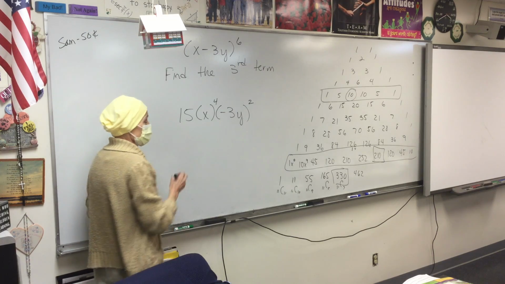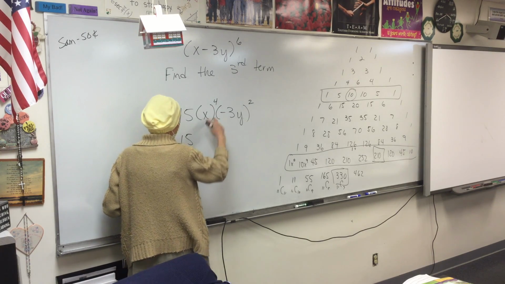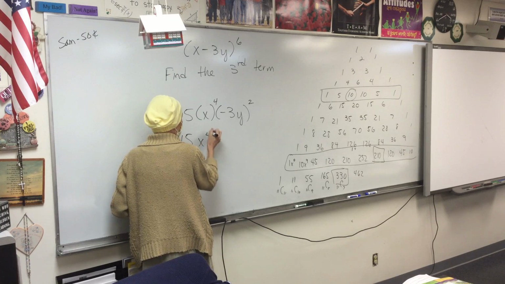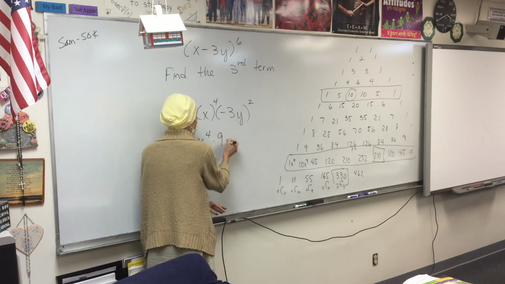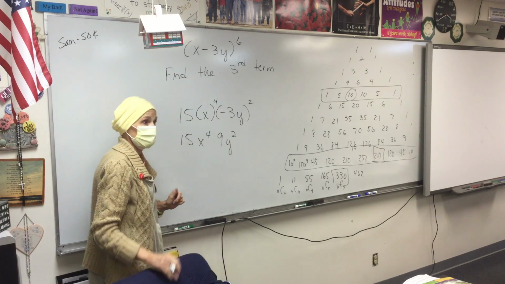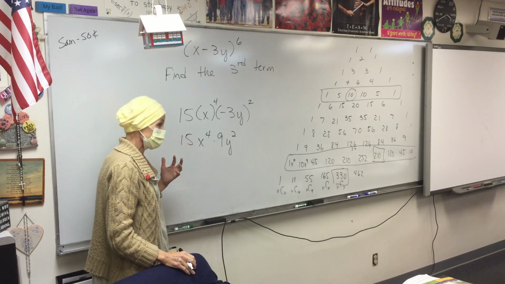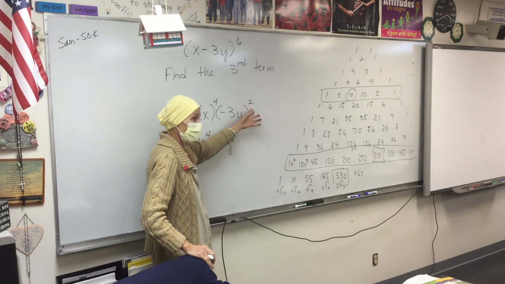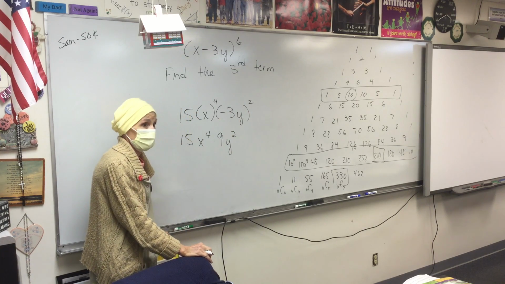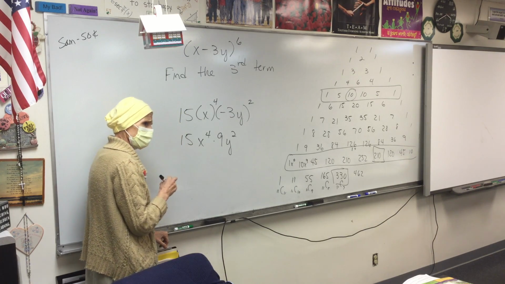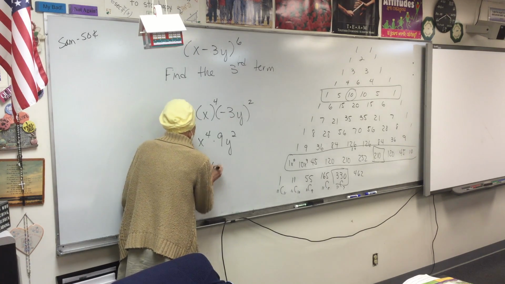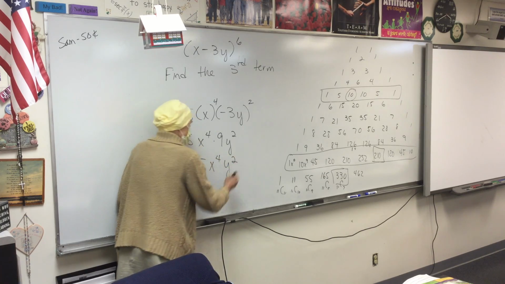Now I simplify. So I have a 15. That's just x to the 4th. All right, what's this? It's 9. That's 9y squared. And it's positive because you squared the negative out. 15 times 9 is 135. X to the 4th y squared.